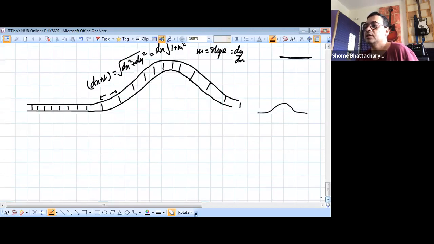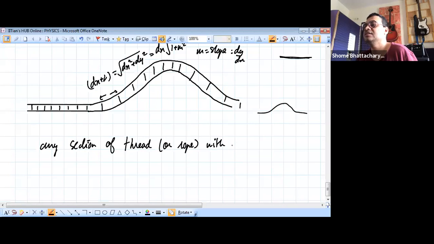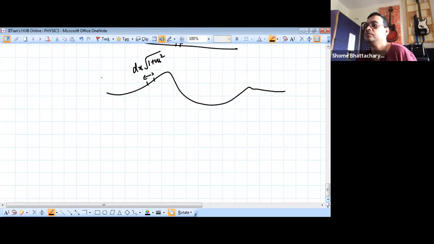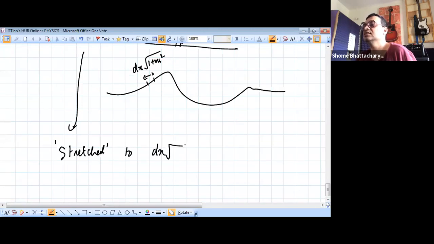So basically, what is happening? Any section of the thread or rope with natural length dx, like this. Now, when it is part of a transverse wave, and the wave has some shape, that section has now become like this. So it gets stretched to dx into square root of 1 plus m square, where m is the value of dy by dx at that point of time t at that value of x.